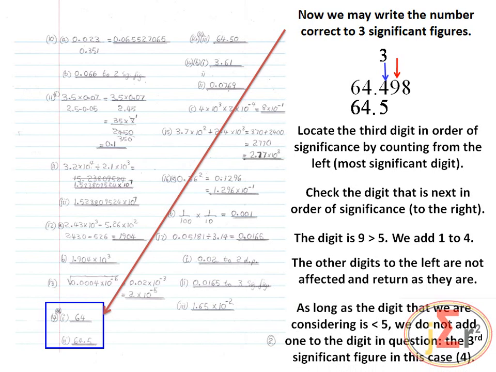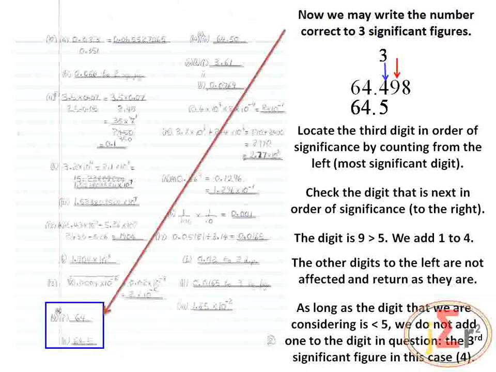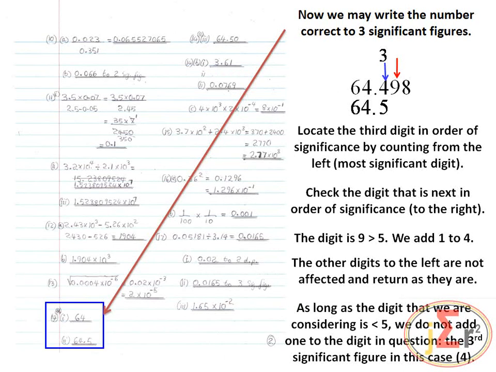As long as the digit that we are considering is less than 5, we do not add 1 to the digit in question. The third significant figure in this case is 4. So in this particular case, the digit in question is this one, which is a 4. The digit that we have here is not less than 5. Because it is not less than 5, we add 1 to this 4. If it were less than 5, then we would not have added 1 to the 4.